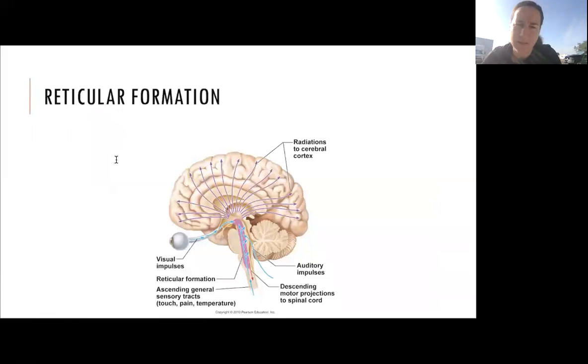Reticular formation, these guys are going to have fibers that are going to extend through all of these different areas. I'm not going to ask you about this. Skip it.